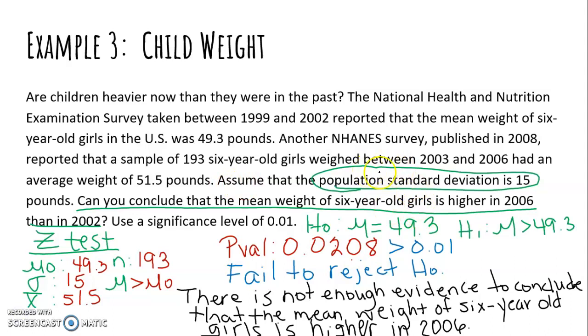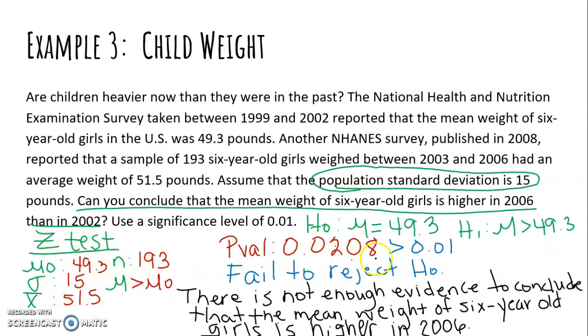Okay, we know the population standard deviation, so we're running a z-test. We are writing the null as 49.3, so mu equals 49.3, because that was the weight in 2002. We're assuming that's still true until we prove otherwise. We're trying to see if it is greater than that. We're trying to conclude that the mean weight of 6-year-old girls is higher in 2006, so we would use the greater than sign. Fill in our z-test like so.